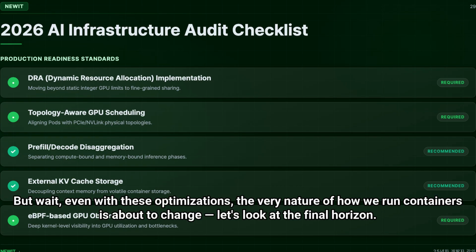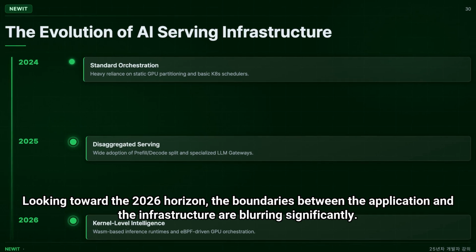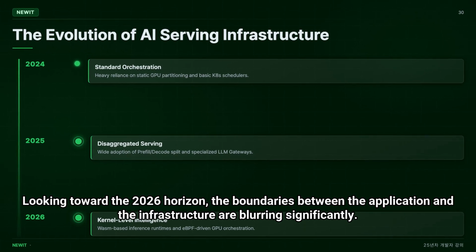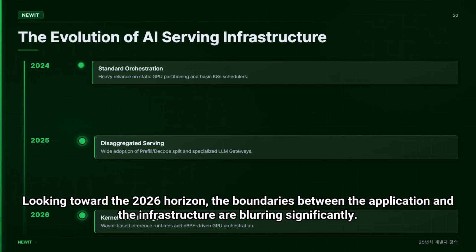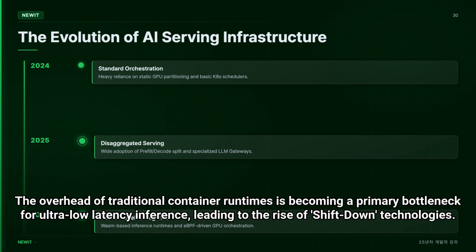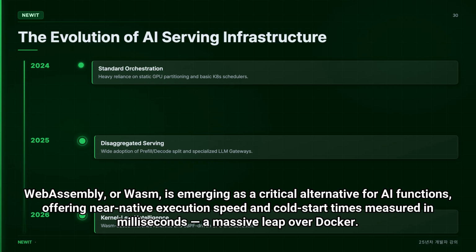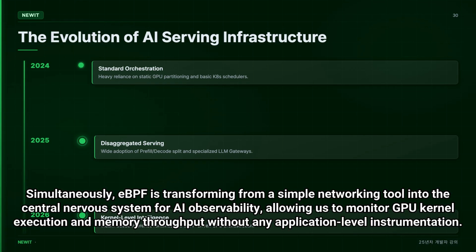But wait, even with these optimizations, the very nature of how we run containers is about to change. Let's look at the final horizon. Looking toward the 2026 horizon, the boundaries between the application and the infrastructure are blurring significantly. The overhead of traditional container runtimes is becoming a primary bottleneck for ultra-low latency inference, leading to the rise of shift-down technologies. WebAssembly, or WASM, is emerging as a critical alternative for AI functions, offering near-native execution speed and cold start times measured in milliseconds, a massive leap over Docker.